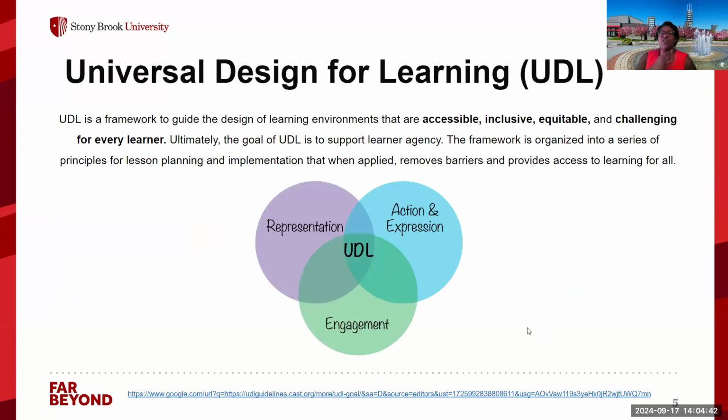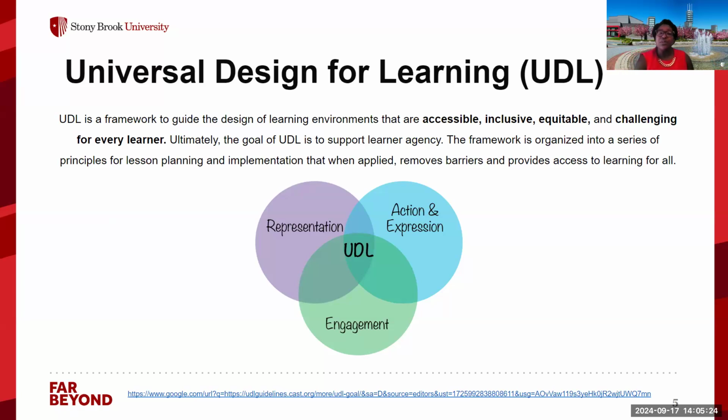So UDL, or Universal Design for Learning, is a framework to guide the design of learning environments that are accessible, inclusive, equitable, and they challenge every learner. I like to always have a little tidbit. Sometimes when people see words like accessible and inclusive and equitable, they think of UDL as being a new buzzword. But this framework has been around for about 30 years. It started in the field of architecture as ADA and accessible laws were coming into play in the early 90s, and buildings were being revamped so that they were more accessible. Some of the theories and research behind it trickled down into education. So this is about 30 years that we've had this framework in practice.